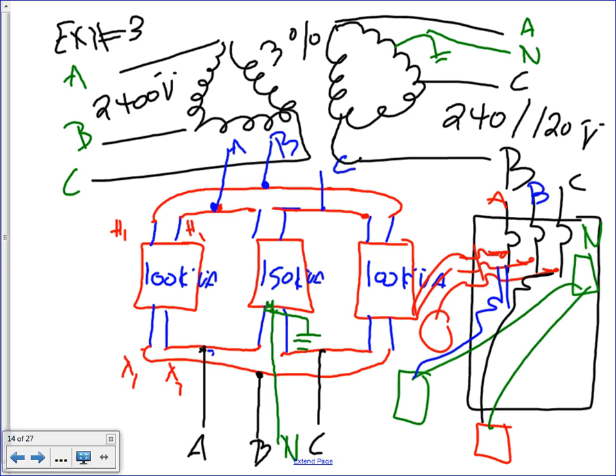And B is at 208. B, I can't feed anything from B to neutral. So when you open the panel, you will see circuit breaker, space, circuit breaker, because phase B, you can't use it.